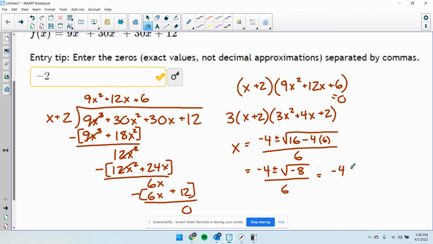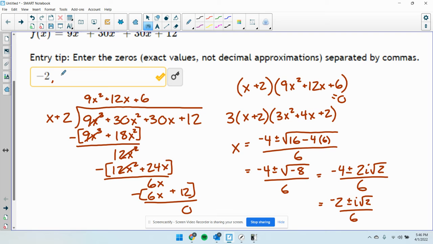This is negative 4 plus or minus 2i root 2 over 6, once you simplify the negative root 8. And then you'll see here that the 2, the 6, and the 4 are all divisible by 2. So I can factor out that 2, and I'm left with negative 2 plus or minus i root 2 over 6. So those are my other two zeros.